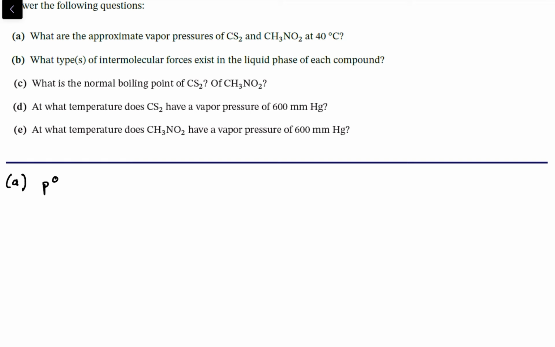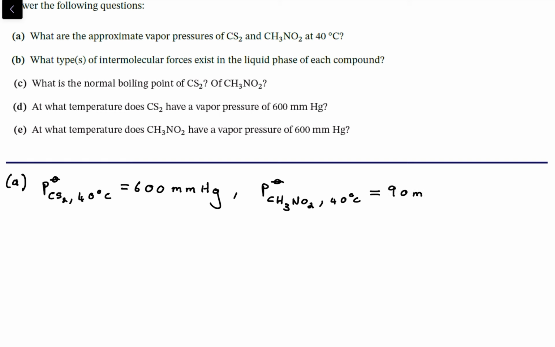So the vapor pressure for carbon disulfide at 40 degrees Celsius is equal to 600 millimeter mercury. And the vapor pressure for CH3NO2 at 40 degrees Celsius is equal to approximately 90 millimeter mercury.